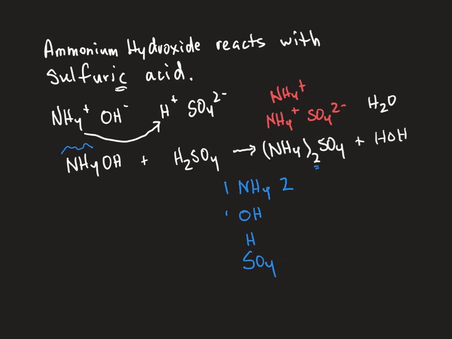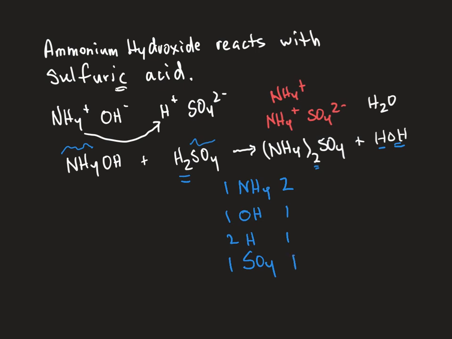On the left side, there's only 1 hydroxide. On the right side, if we look at the HOH part, there's only 1. On the left side, there's 2 hydrogens. We get that from here. On the right side, there's 1 hydrogen. We get that from here. On the left side, there's 1 sulfate, and on the right side, there's 1 sulfate.